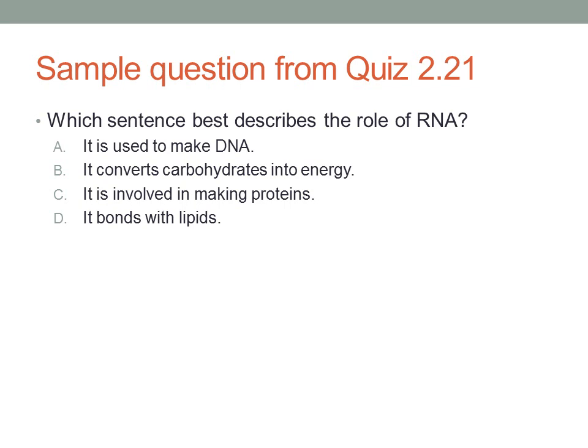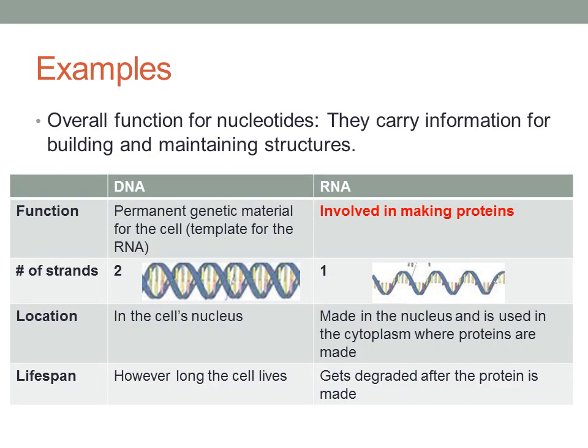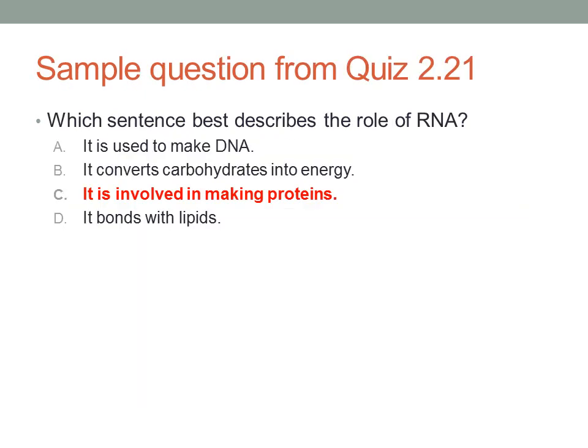So let's go ahead and look at the table that we were looking at before. What is the function of RNA? The function of RNA, as we see on the right-hand side in red, is that it is involved in making proteins. So the best answer for this question would be C. It is involved in making proteins.